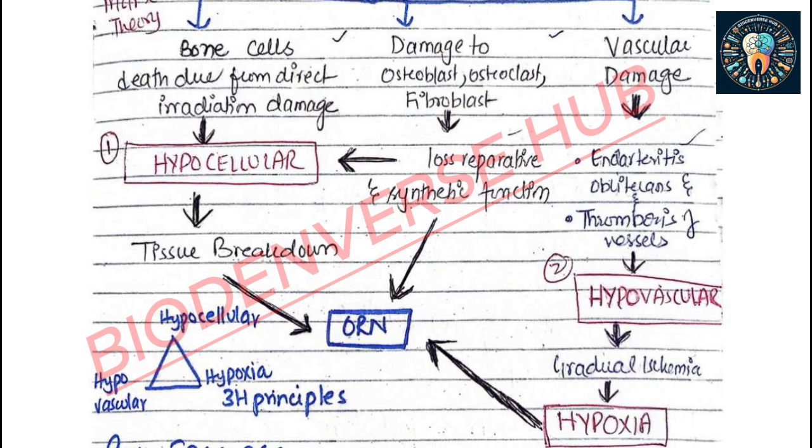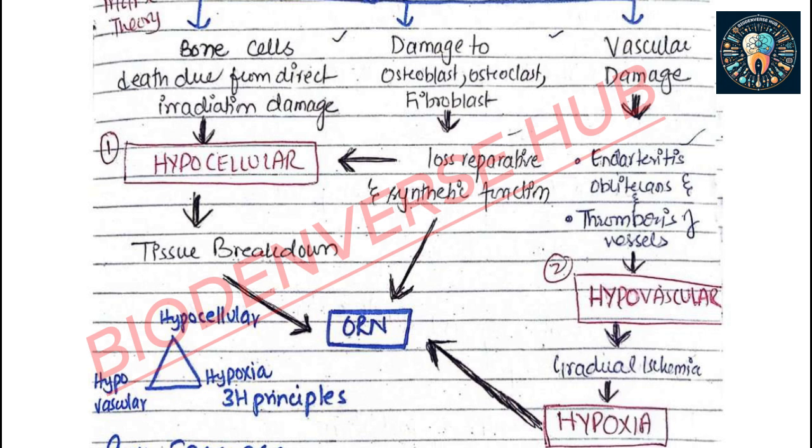There is loss of the reparative and synthetic functions of these cells, the osteoblasts, osteoclasts and fibroblasts, which will again directly lead to hypocellularity. And when hypocellularity occurs, it ultimately results in tissue breakdown, which we have studied in the definition, that the skin and the mucosa no longer remain intact. So this was the hypocellularity case. Now we will move on towards the remaining two H principles.